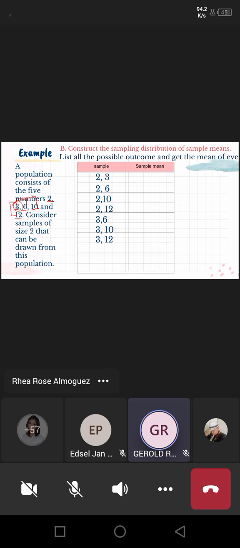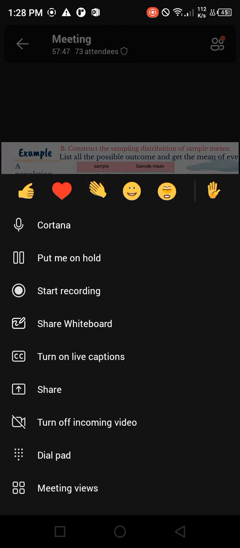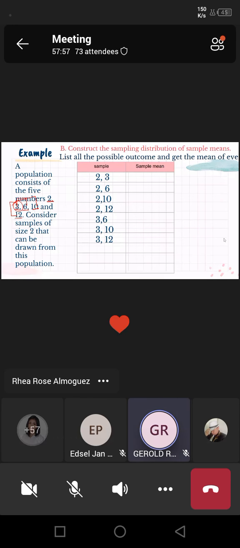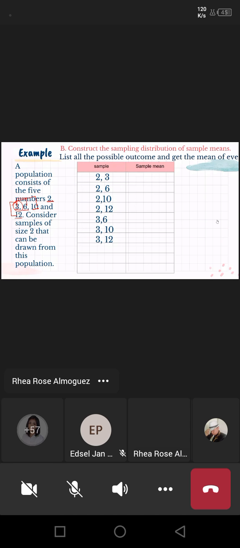May question po ba dito? Clear naman po. Paka-raise nga po yung hand if clear po itong partner-partner. Naka-raise po yung hand if clear. Okay, thank you for those na nag-raise ng hand. Okay, thank you.